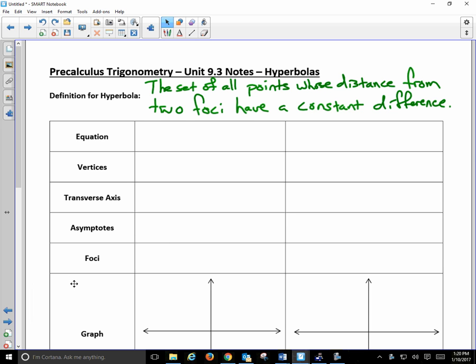Today we talk about hyperbolas. Yesterday we did ellipses. Today's hyperbolas. A hyperbola is a set of all points whose distance from two foci have a constant difference. Yesterday with ellipses, it was whose distance from two foci have a constant sum.